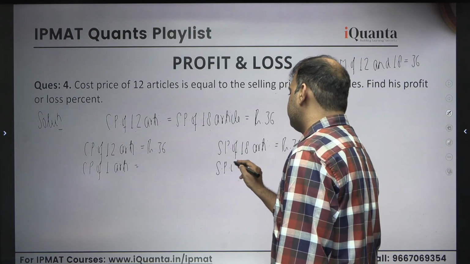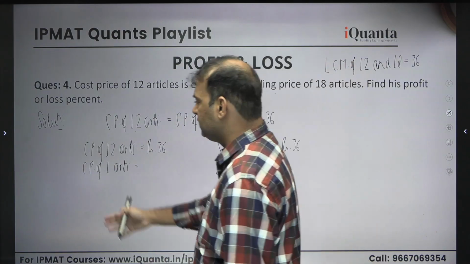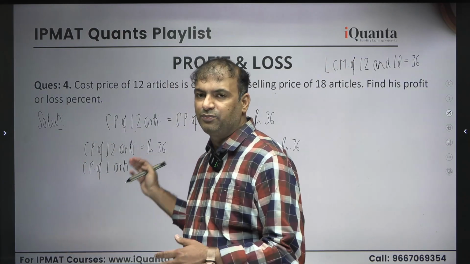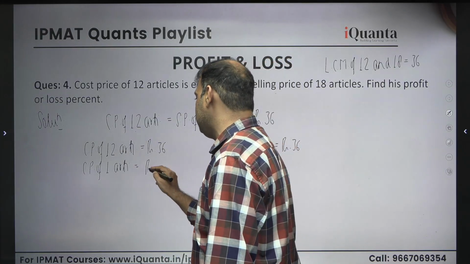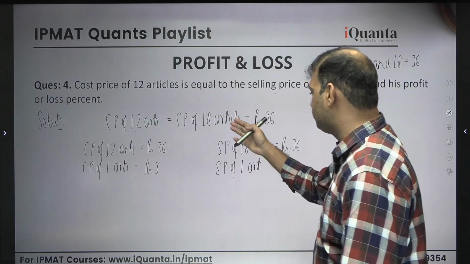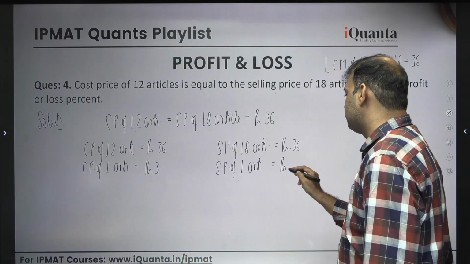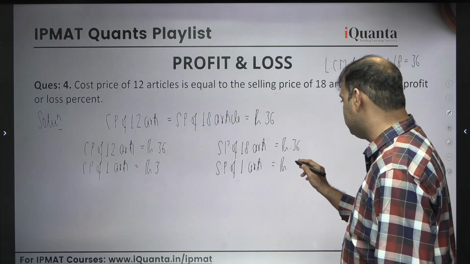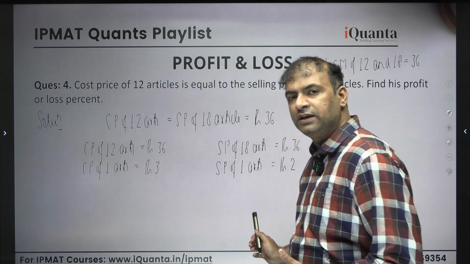Okay, so guys, in the first case, you can see that the article is getting divided by 12, so the price should also get divided by 12. So 36 by 12 is rupees 3, right? In second case, the articles are getting divided by 18, so the selling price also getting divided by 18, so 36 by 18 has to be 2, right? So guys, cost price of one article is 3 and the selling price of one article is 2.